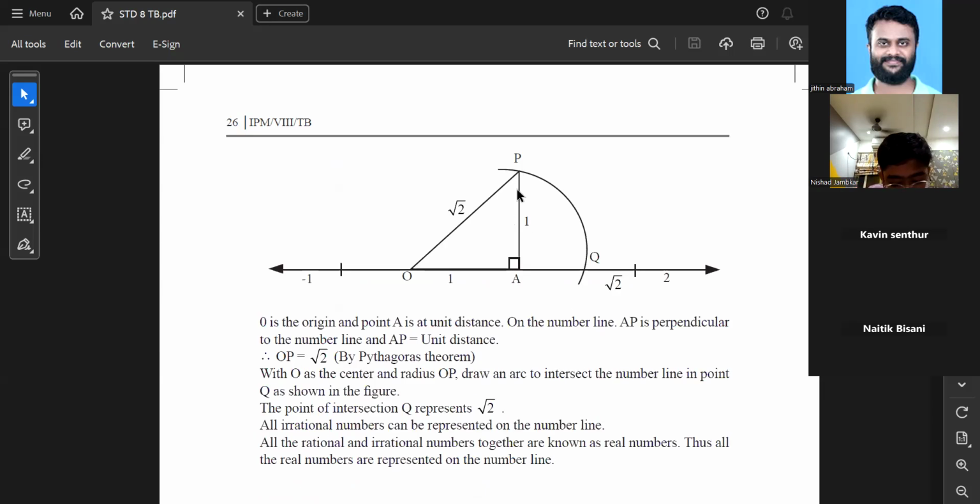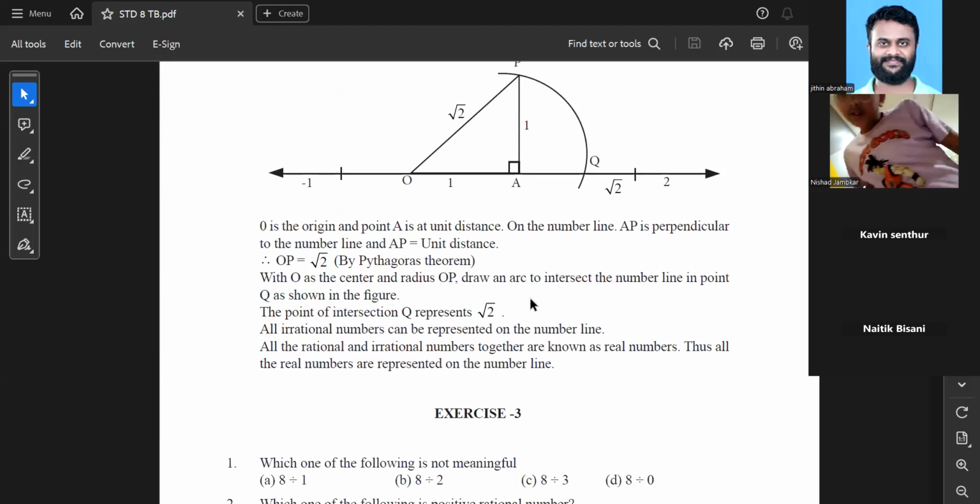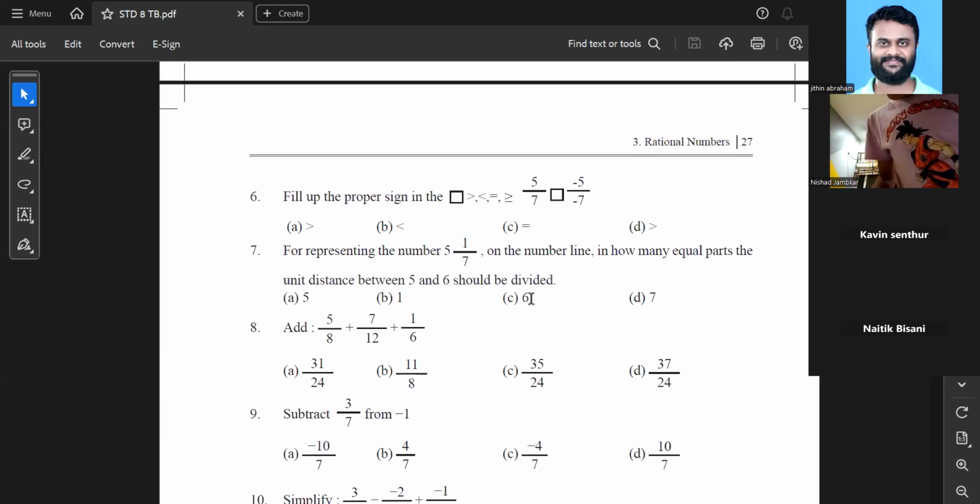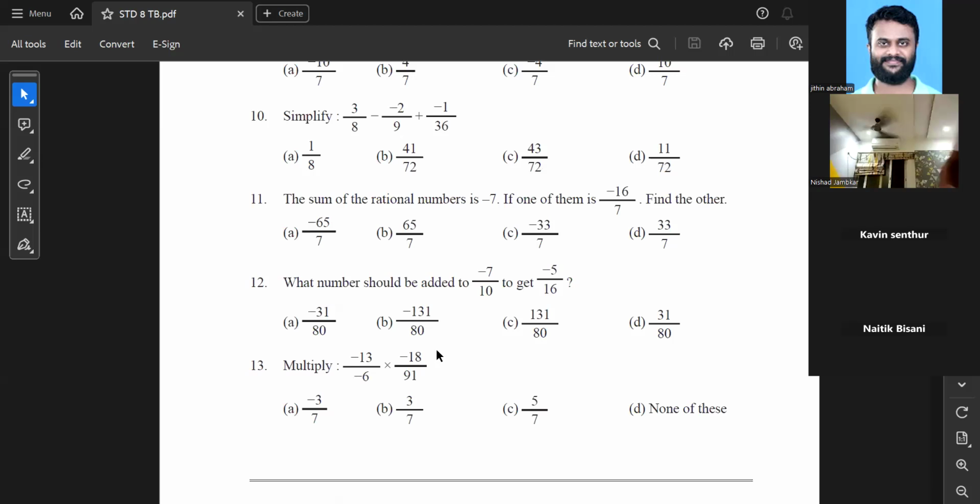And then we discussed how to show root 2 on the number line. All these things were discussed in the previous class, hence I'm going faster, just to save our time. I'm just giving you a recap. Then we solved a few exercise problems, and that's what we did in the previous class.